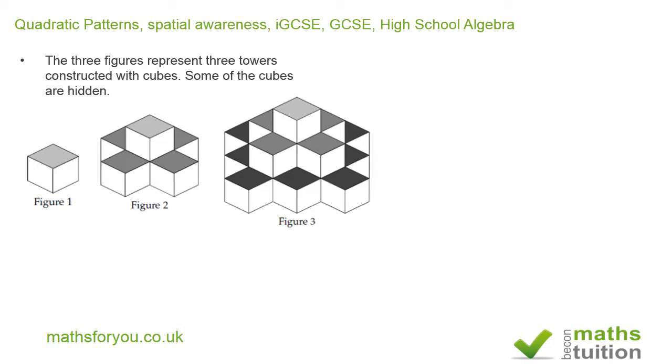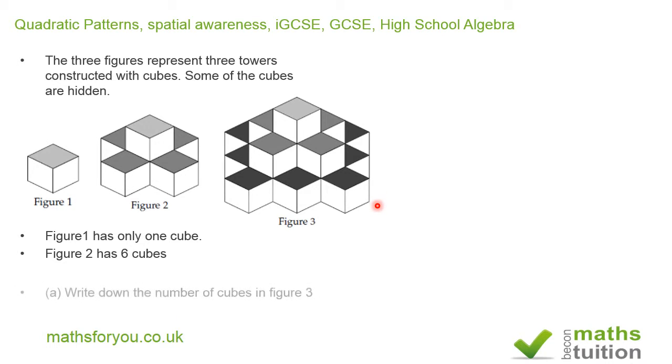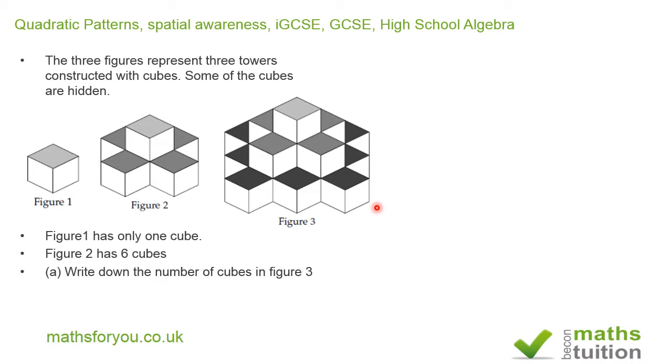They say figure one has only one cube, and figure two has 6 cubes. Like you see for figure 2, we can see 5 cubes, but one of them is hidden underneath the cube at the top. So we've got 6 cubes in figure 2. It then says, write down the number of cubes in figure 3.